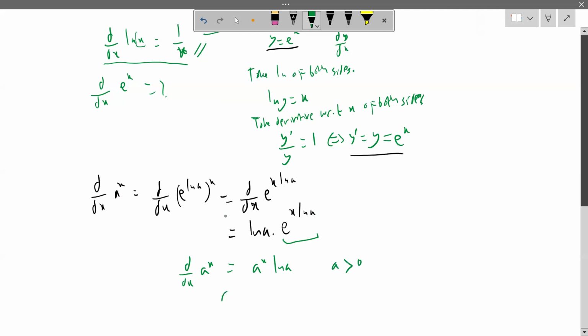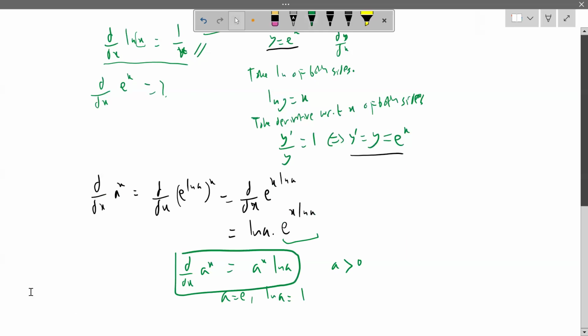If a were equal to e, then ln of e is equal to 1. And therefore, that is how you arrive at the same conclusion that the derivative of e to the power of x is e to the power of x itself. Hence, this is our result.